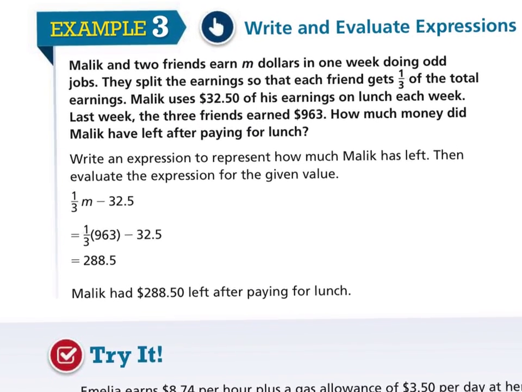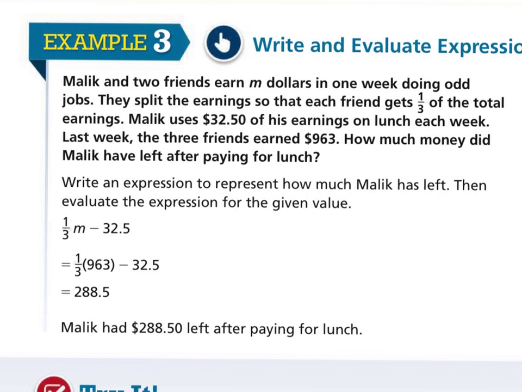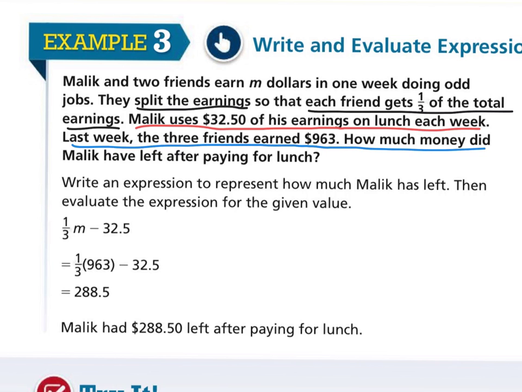Example 3. Malik and 2 friends earn M dollars in 1 week doing odd jobs. They split the earnings, so each friend gets 1/3 of the total earnings. Malik uses $32.50 of his earnings on lunch each week. Last week, the 3 friends earned $963. How much money did Malik have left after paying for lunch?